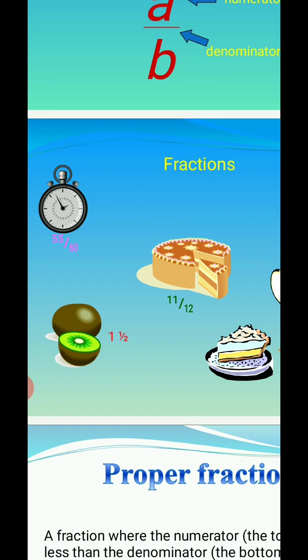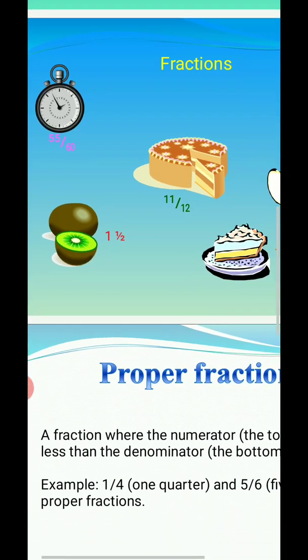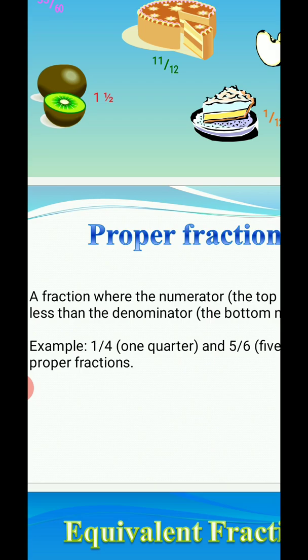Suppose the fan running on the ceiling has 3 blades. Then each blade is represented by a fraction. Now when we divide the types of fraction, first of all we have the proper fraction.